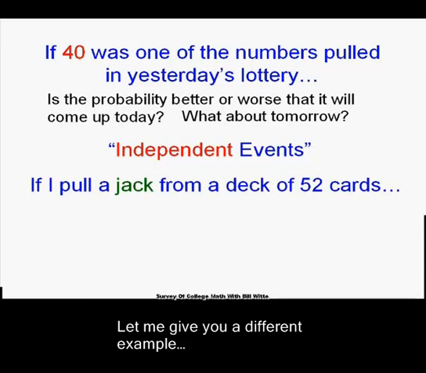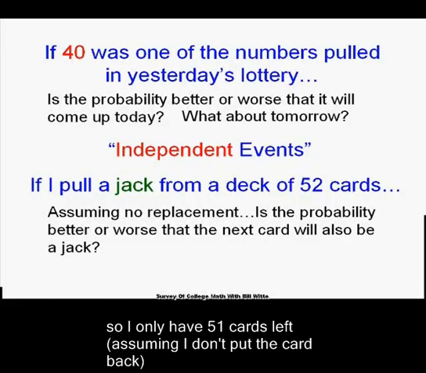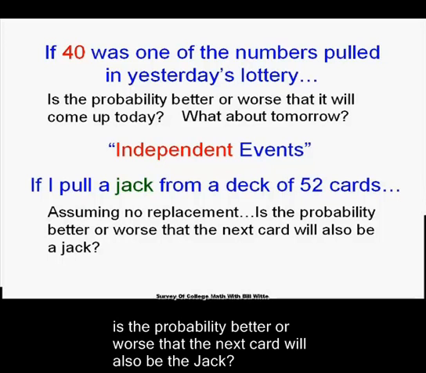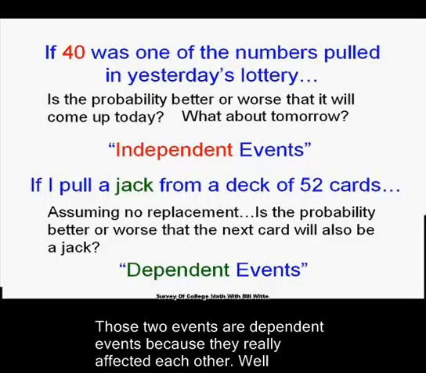Okay, if I pull a jack from a deck of 52 cards, I just pulled a jack. I only have 51 cards left. Assuming I don't put that card back, is the probability better or worse that the next card will also be a jack? Well, that really affected it, didn't it? Those two events are dependent events because they really affect each other.